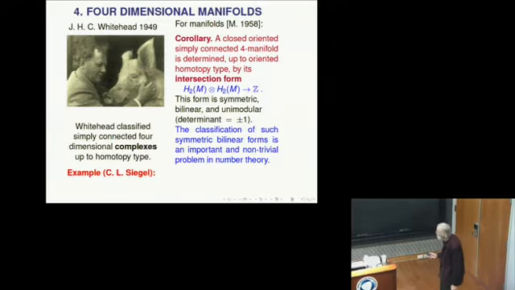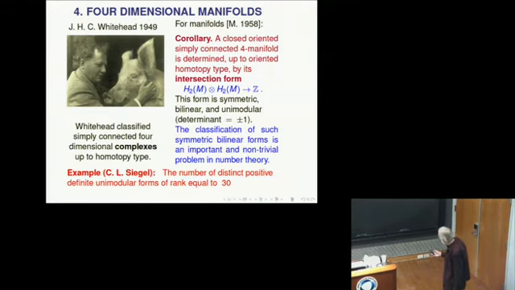Carl Ludwig Siegel showed how to estimate such things, and he showed that the number increases very rapidly. As an example, suppose we take rank 30, so the second Betti number equal to 30. Then he showed there are more than 900 million distinct examples.